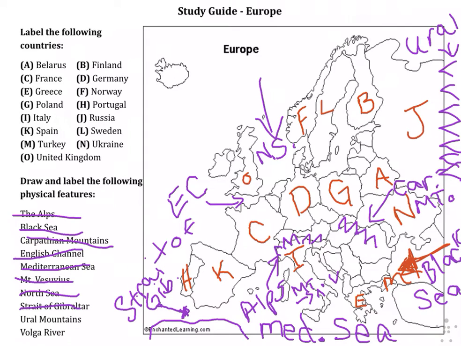And then my last one is the Volga River. Now, the Volga River actually feeds from the Caspian Sea, and it goes up towards the north. So you just have to estimate where it's about. The Volga River is towards the middle of Russia. So this is the Volga River.